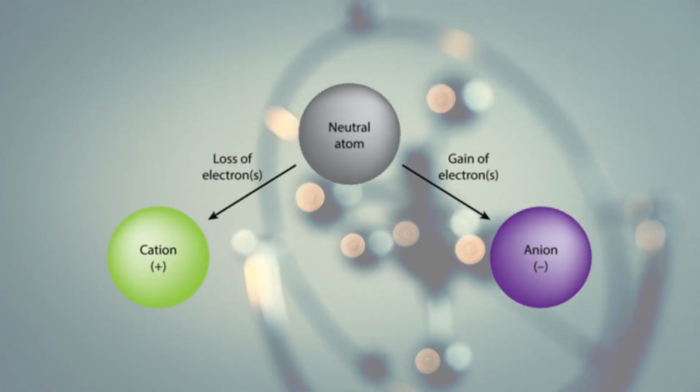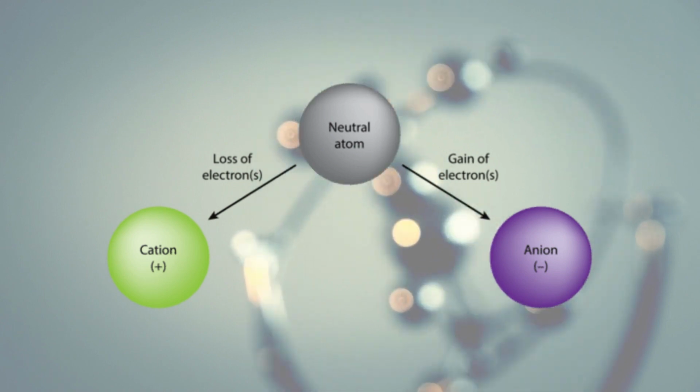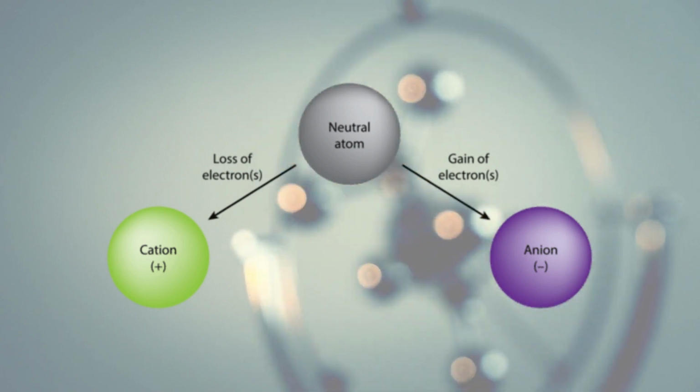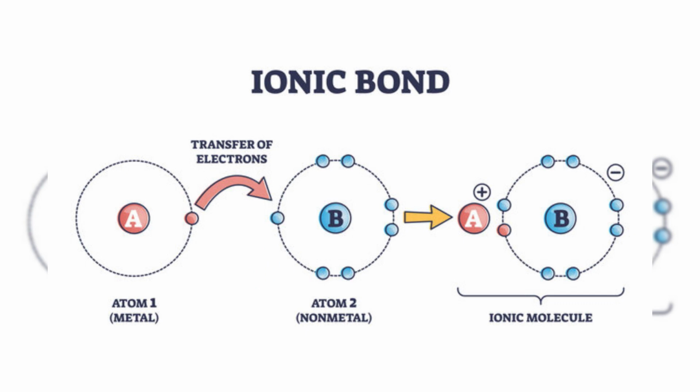An ionic bond is the electrostatic attraction between oppositely charged ions. Ions are formed from the loss and gain of electrons. They are, therefore, transferred from one atom to another.